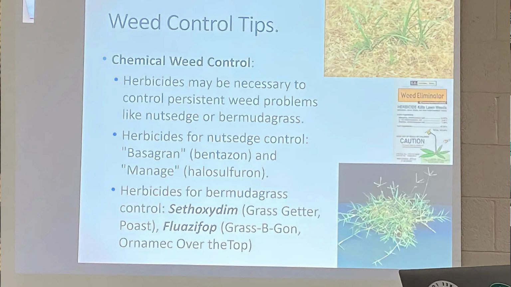Weed control tips. Chemical weed control. Herbicides may be necessary to control persistent weed problems like nutsedge or Bermuda grass. Herbicides for nutsedge control include Basagran and Manage. Herbicides for Bermuda grass include Grass-B-Gon, Ornamec, Over The Top, and others.